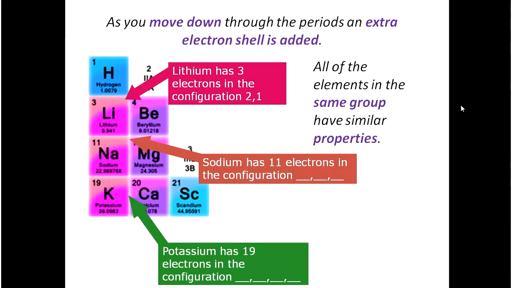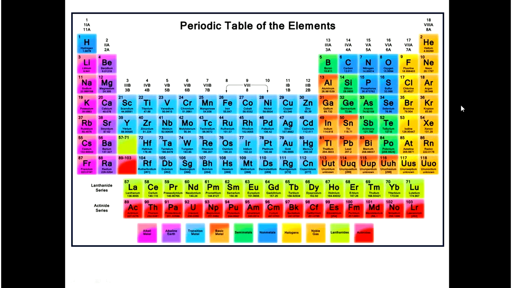Pause the video whilst you complete the answers. Sodium has 11 electrons in the configuration 2,8,1. Potassium has 19 electrons in the configuration 2,8,8,1. This is the periodic table.